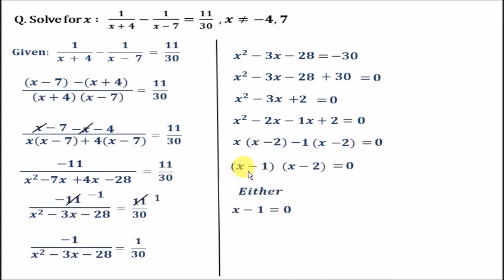Now, either x minus 1 equals to 0. On taking minus 1 to the other side, we will get x equals to 1, or x minus 2 should be equals to 0. So on taking minus 2 to the other side, we will get x equals to 2. So the two roots of this particular equation are 1 and 2.